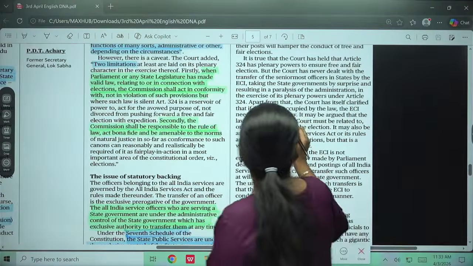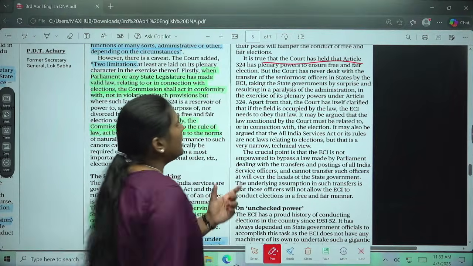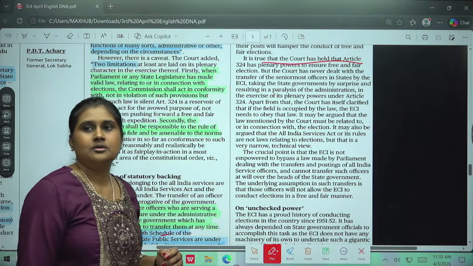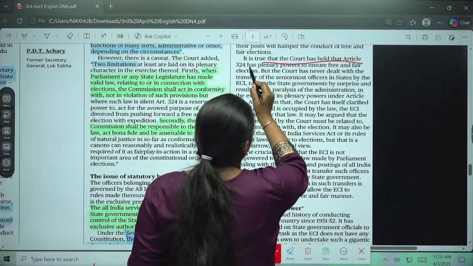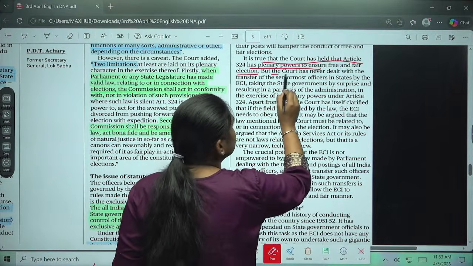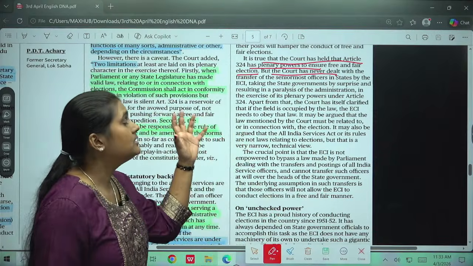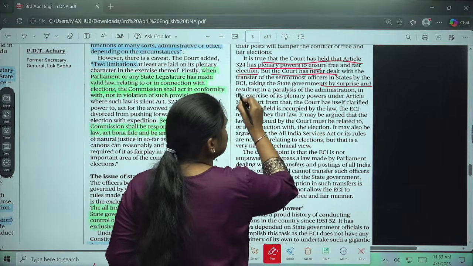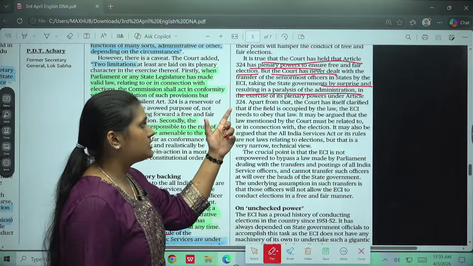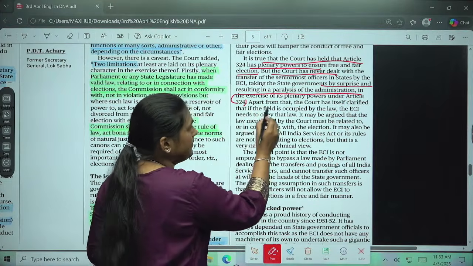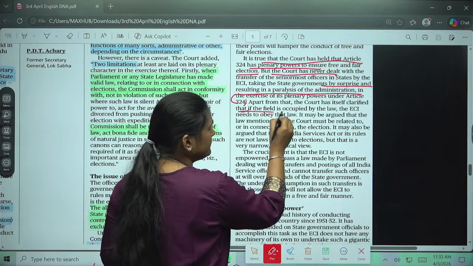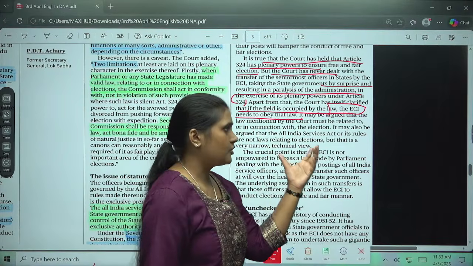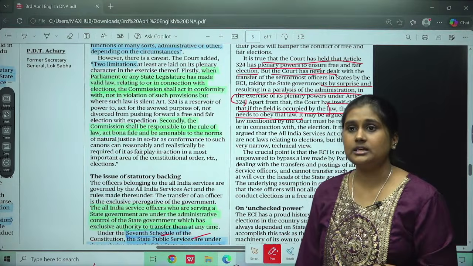the major thing: it is true that the court has held that Article 324 has plenary powers to ensure free and fair elections, but the court has never dealt with the transfer of the senior-most officers in a state by the ECI, taking the state governments by surprise and resulting in a paralysis of the administration, in the exercise of its plenary powers under Article 324. Apart from that, the court has itself clarified that if the field is occupied by the law, the ECI needs to obey that law. Here they are talking about consultation with the state government.